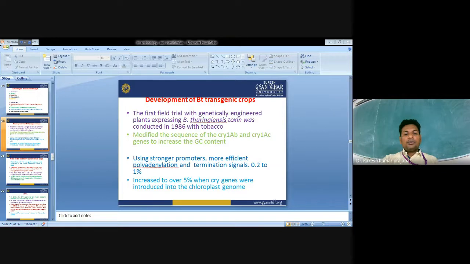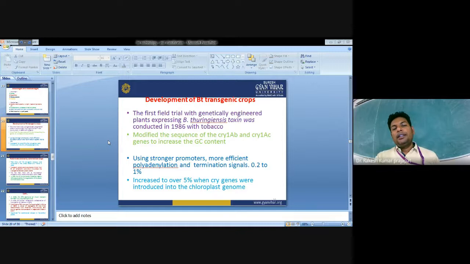Okay, so that was showing the large potential of Bt cotton at the global level. Now, if we talk about the recent status of Bt cotton and Bt transgenic crops, the first field trial with a genetically engineered plant expressing Bacillus thuringiensis toxins was conducted in 1986 with tomato. Meaning the first transgenic plant developed through this Bt was tobacco.